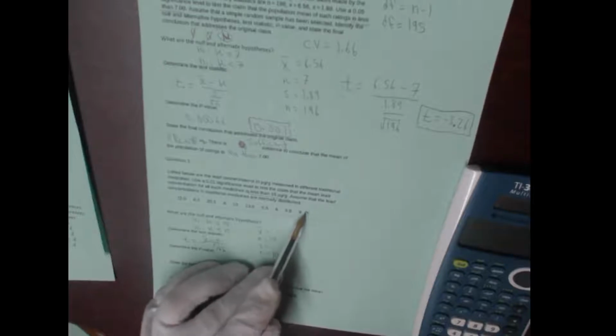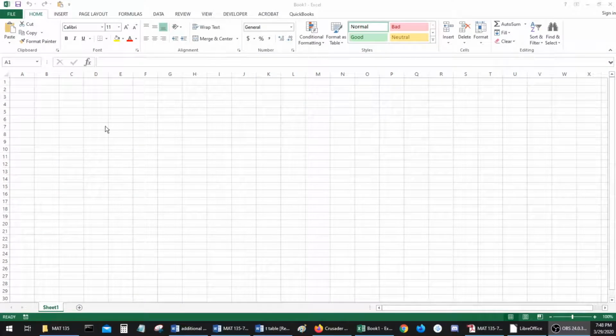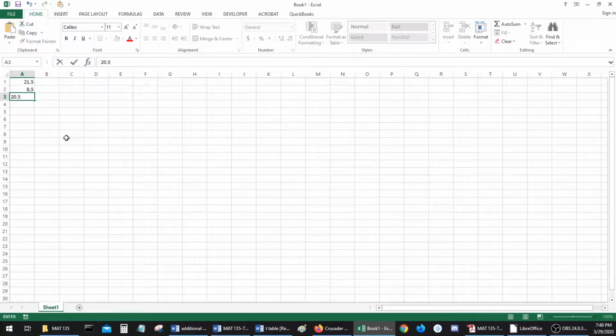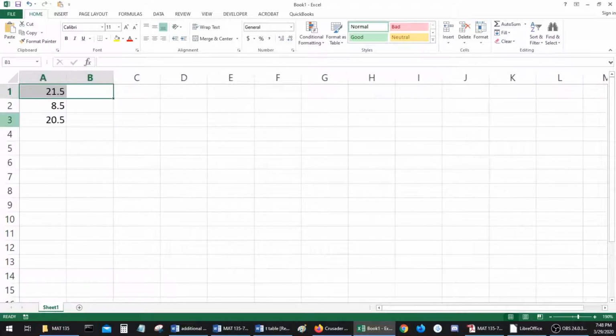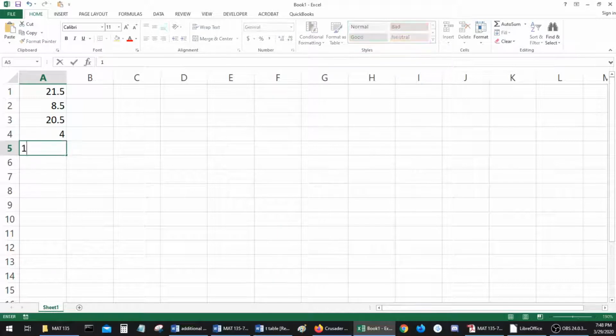Remember, you can click this tiny button and open your data in Excel, and the data should automatically be there. My data is not there, so I'm going to type it in very quickly. It's 21.5, 8.5. Sorry, typing with gloves on. 20.5. Let me zoom in a little bit so I can see what I'm doing. So 21.5, 8.5, 20.5, 4, 13, 13.5, 6.5, 8.